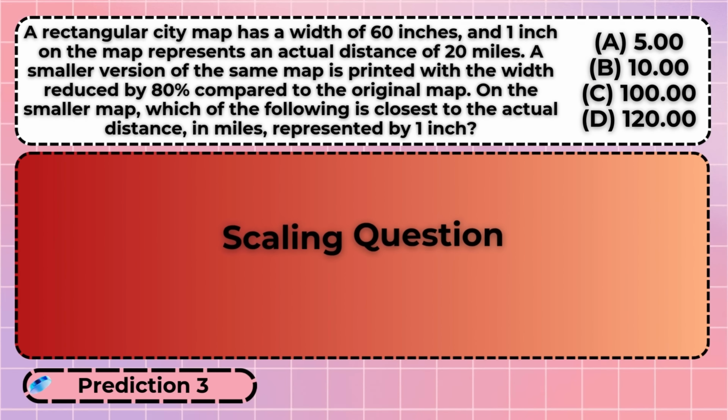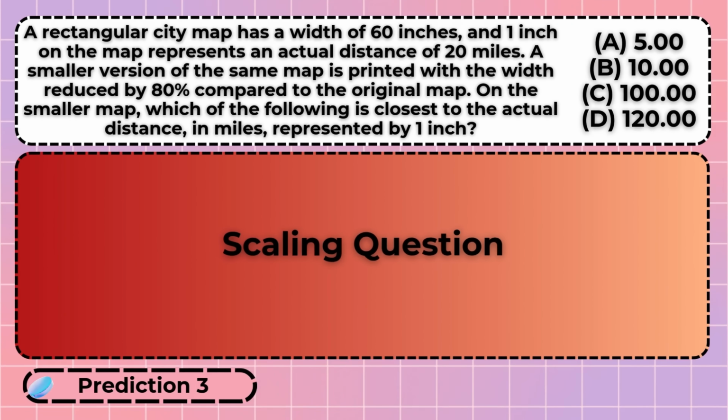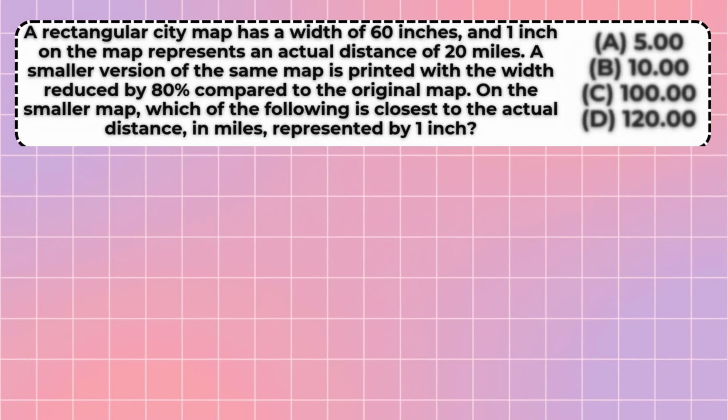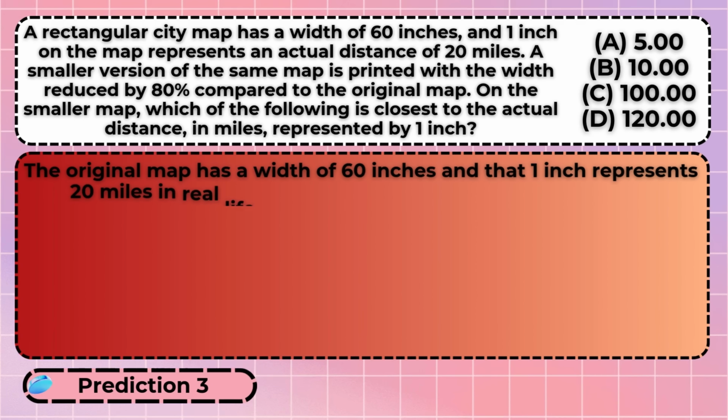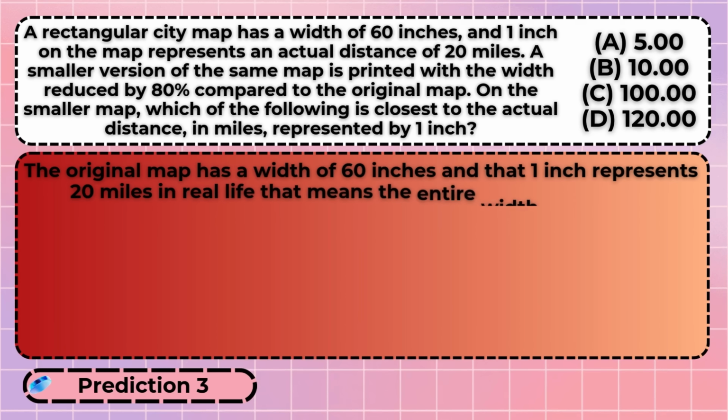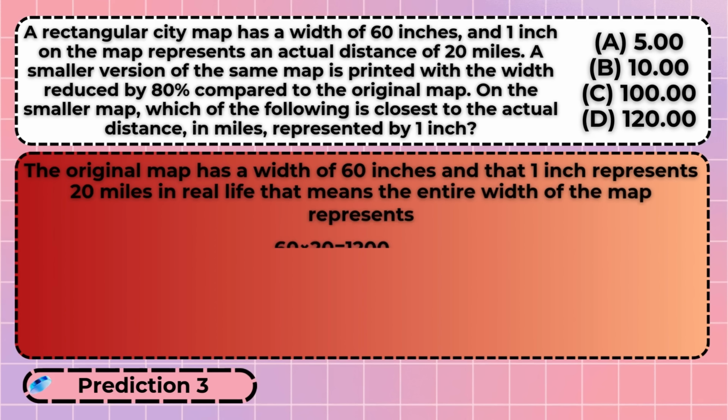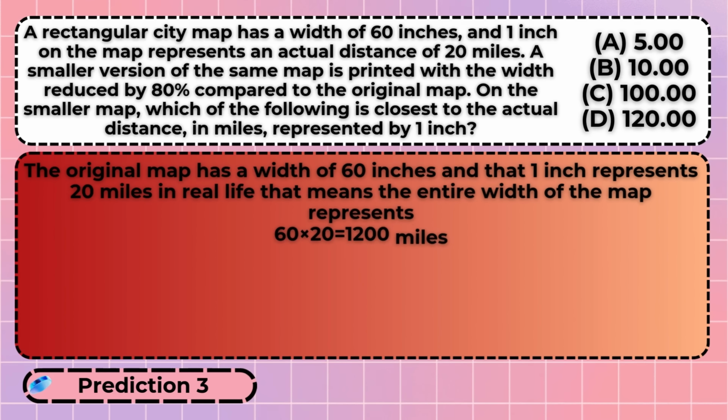Well, anytime we have a scaling question like this, we should start by understanding how the scaling affects the map and the distances represented on it. So they tell us that the original map has a width of 60 inches and that 1 inch represents 20 miles in real life. That means the entire width of the map represents 60 multiplied by 20, which is 1200 miles, which is the actual width of the area covered by the map.